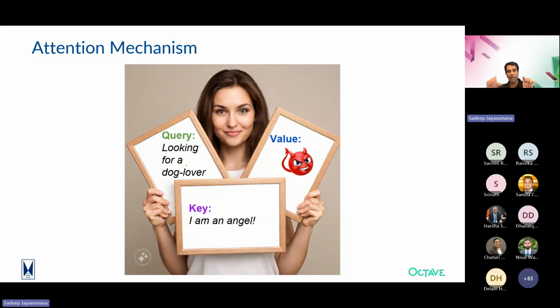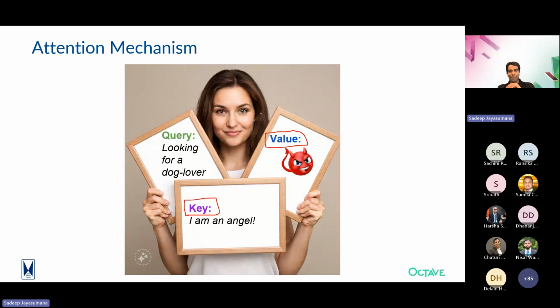Then she's going to hold another board, which is called the key. That's what she's advertising, right? That's what she claims to be. For example, this lady is saying, I'm an angel, so I'm the perfect person for you. That's the second board. And the third board they are holding is the actual thing they are bringing in. For example, some people advertise themselves as the perfect partner, but when you spend some time with them, you understand that they're actually quite an evil person. So that's the actual content you get from that person, right?